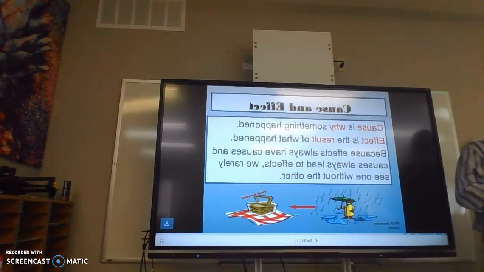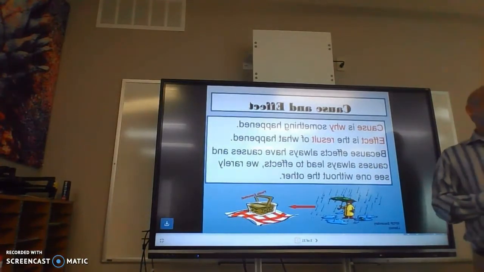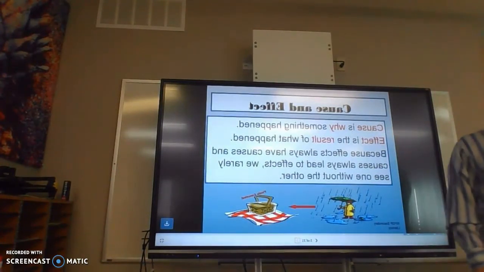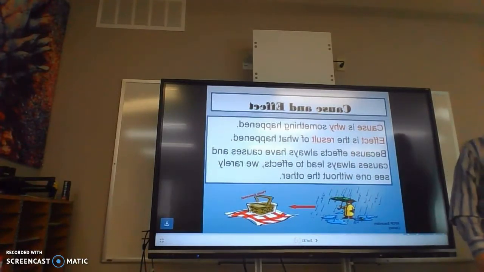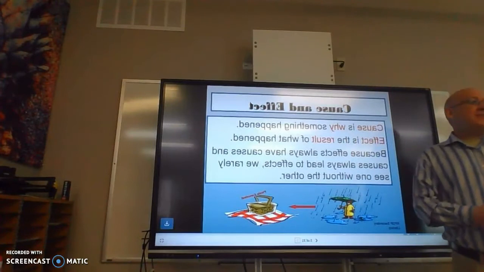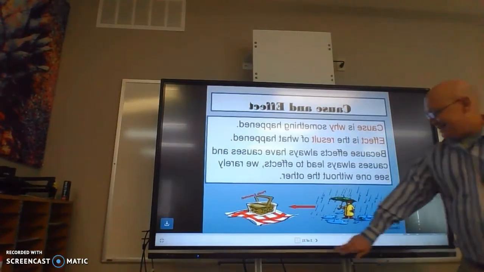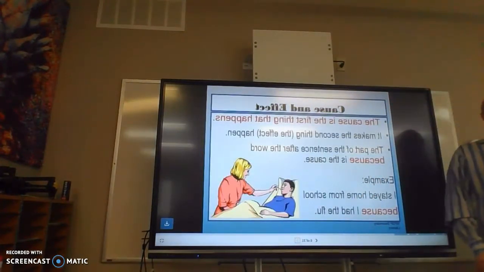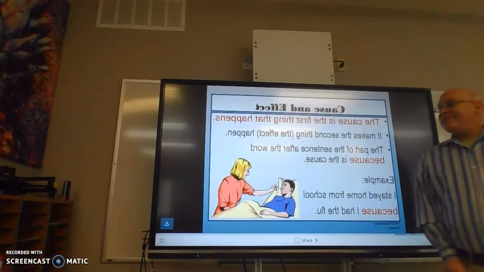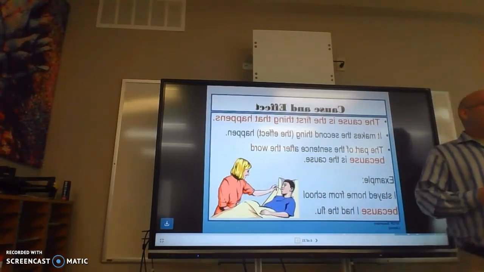Okay, so what is a cause? Gavin? Why something happened? Yes. And the effect is? Austin? It's the result of what happened. Yes. So the cause is the first thing that happens, and the effect is the direct result of the cause.